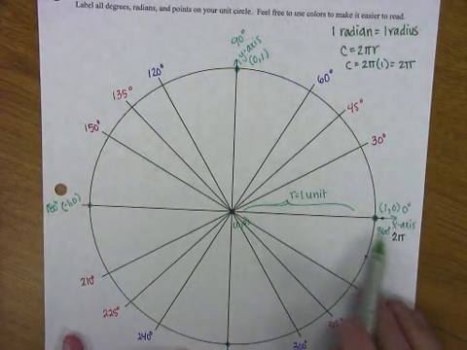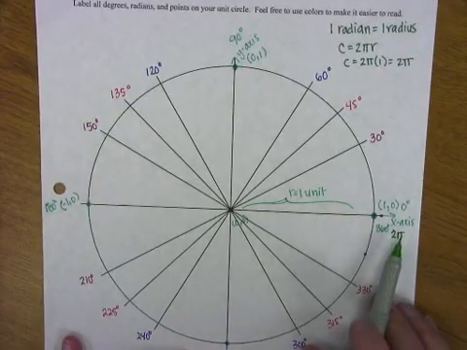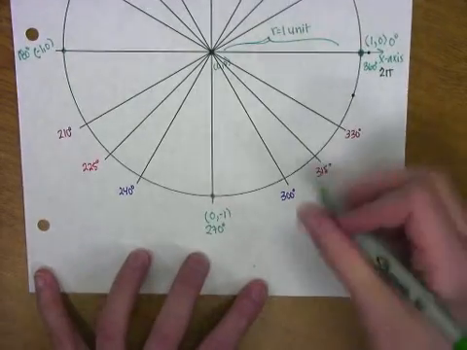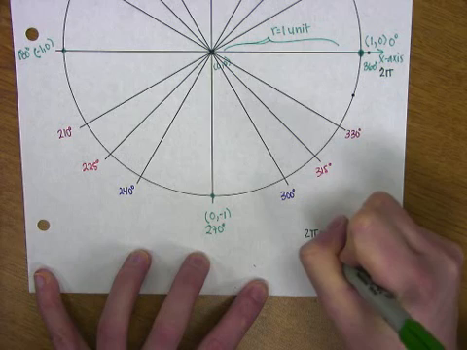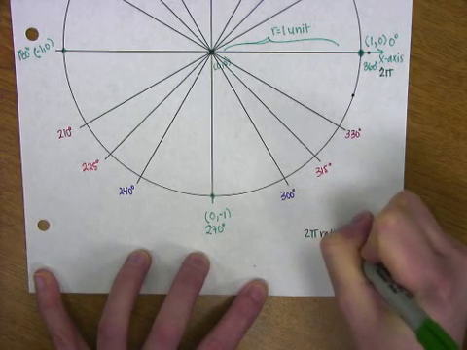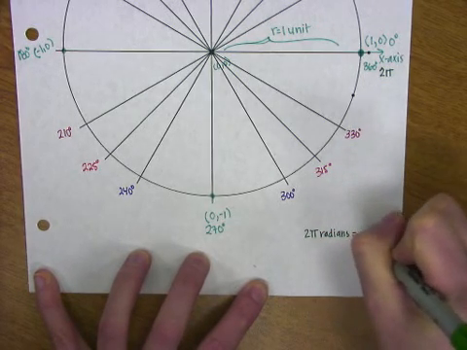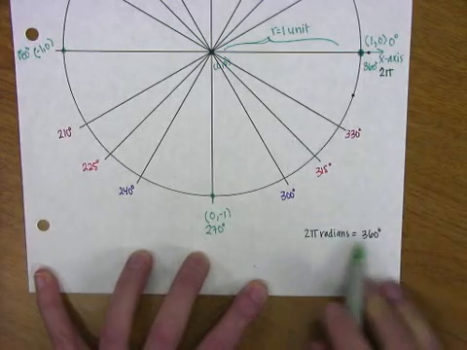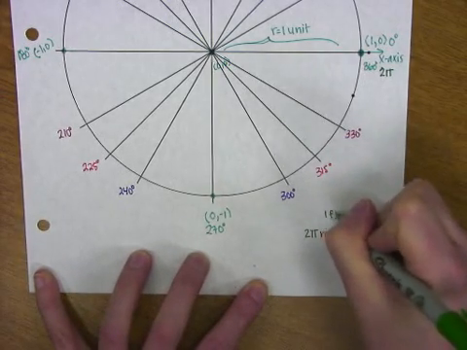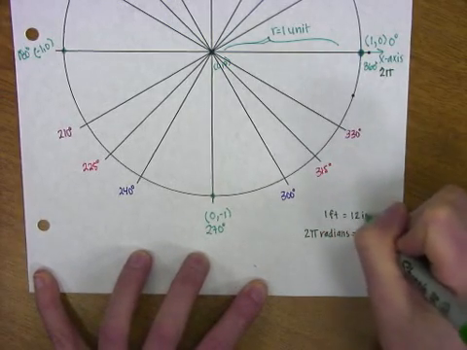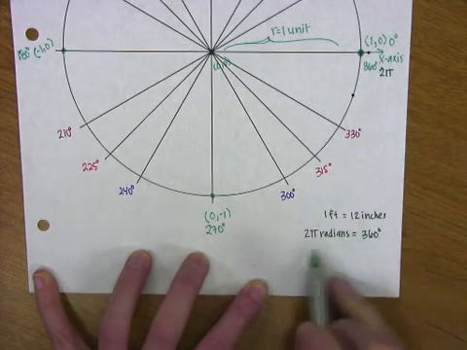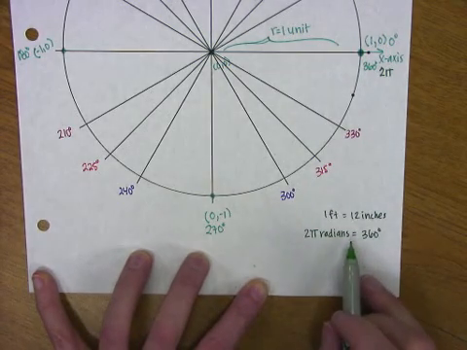Notice that 2 pi and 360 degrees land in the same place. So that means that 2 pi radians is equal to 360 degrees. This is kind of like in the same way that 1 foot is equal to 12 inches. So this is giving us a way to convert, basically, a conversion factor.